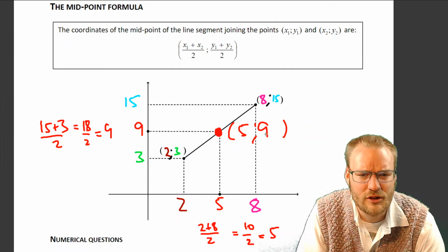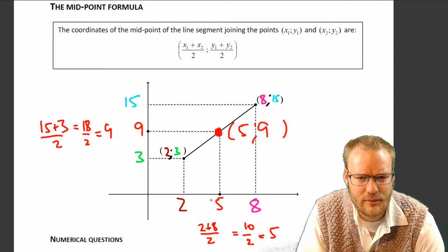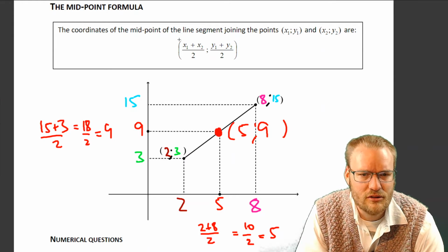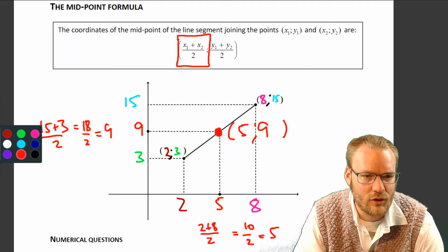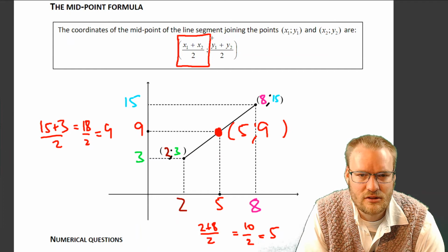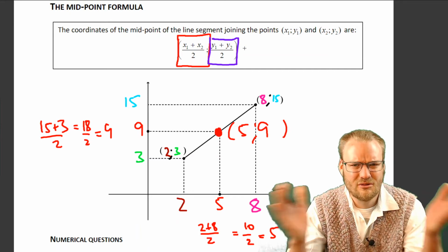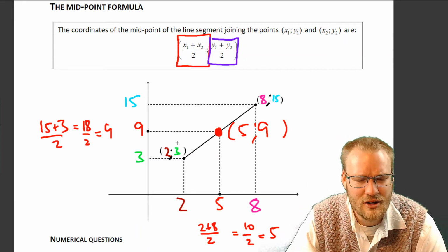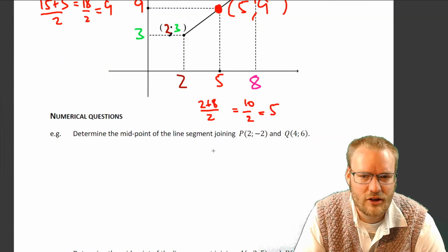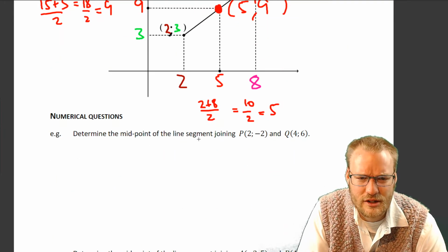So in other words, for the x part, you add the x's together and divide by 2. Cool, here's this part of our midpoint formula. Add the x's together and divide by 2. And for the y values, let's add them together and divide by 2. It feels like an average type thing.